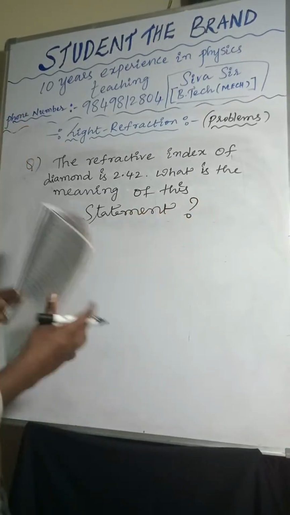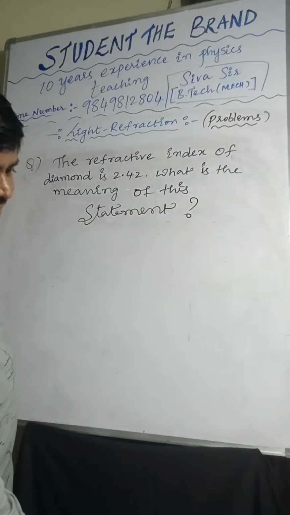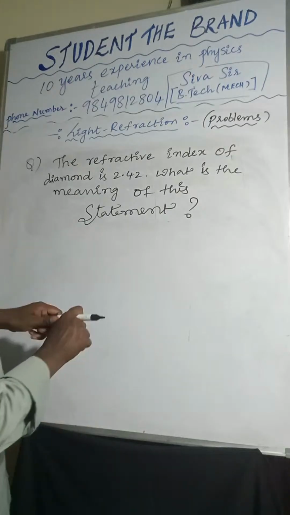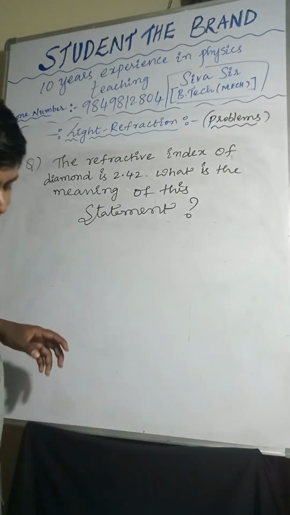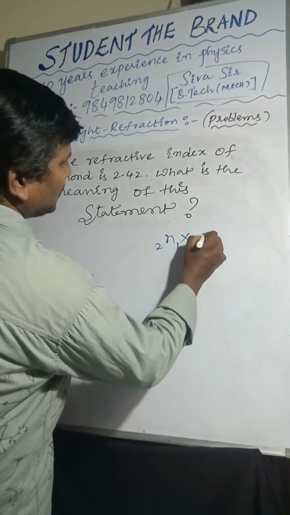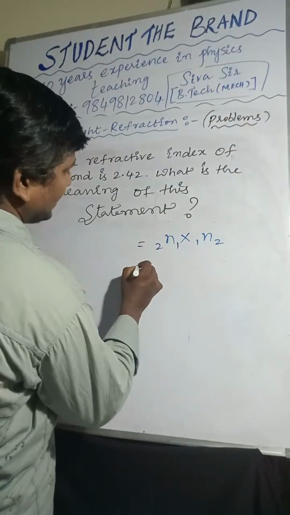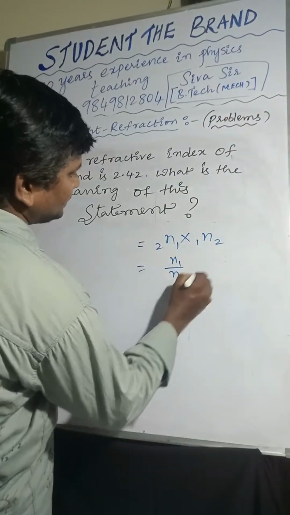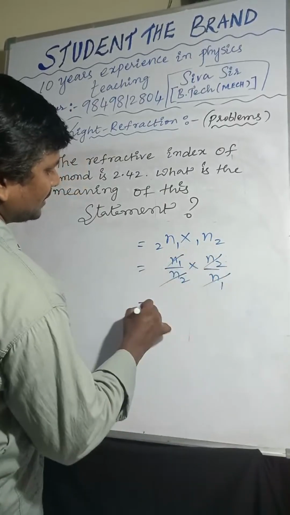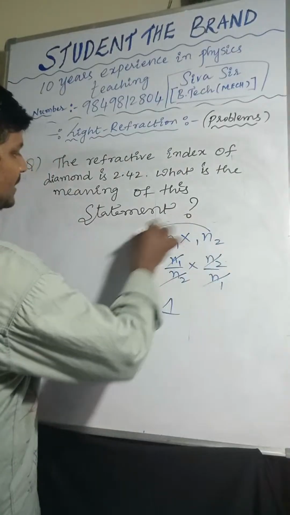So no one asked for the explanation of the previous question. Why? What happened? Even though you are not asking, I will answer. That is n1 2 into n21. If you take it like this, n1 by n2 equal to n2 by n1. So n2 gets cancelled, n1 gets cancelled, and you will get 1. So that is the answer.